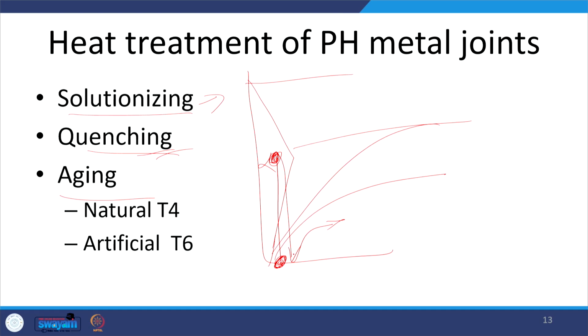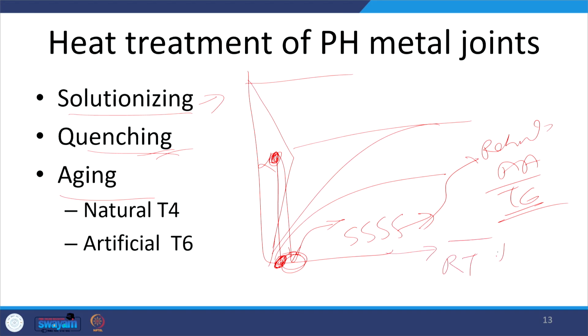After development of the supersaturated solid solution, it can be reheated to a high temperature for artificial aging during the T6 heat treatment, for development of the hardening precipitates again, or we can leave it at room temperature for natural aging. The natural aging takes very long in order to restore the properties and the microstructure as compared to the T6.